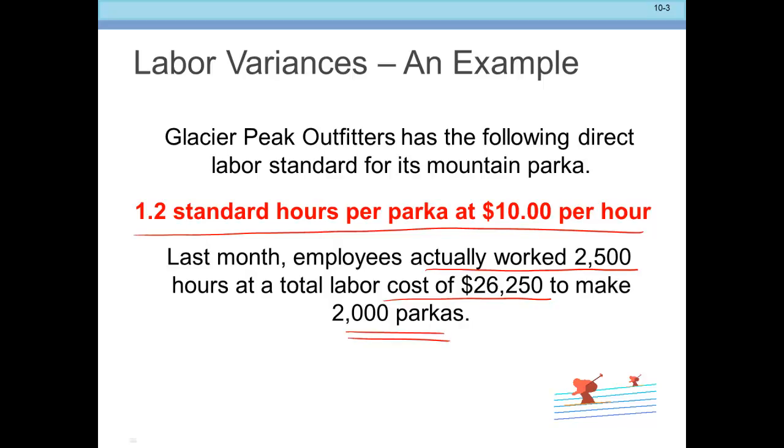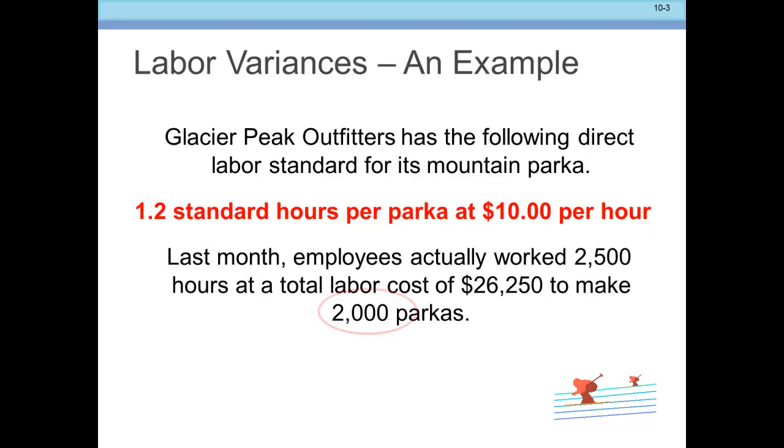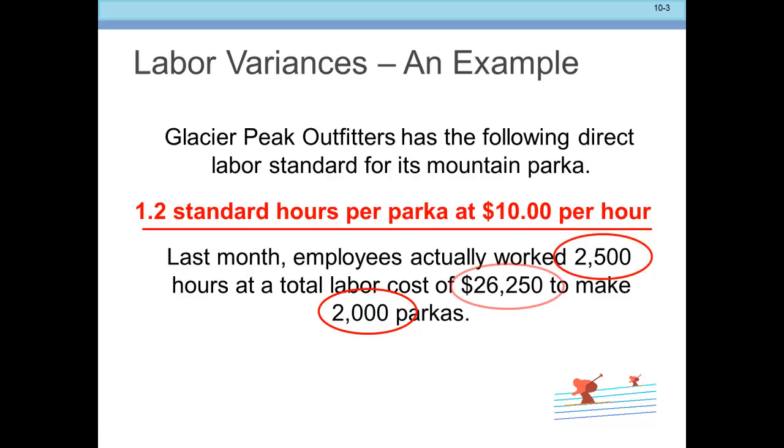2,000 parkas. Sketch, what's our actual production level? That's easy. 2,000 parkas. And what's the amount of standard labor needed to make a parka? And the cost of that labor? That would be the standard, 1.2 hours per parka at $10 per hour. And what was the actual labor incurred and the cost of that labor? I'm thinking that would be 2,500 hours at a total cost of $26,250. Okay, now let's build our table.